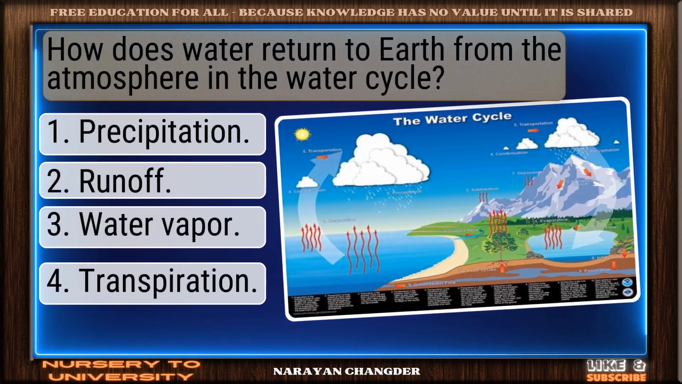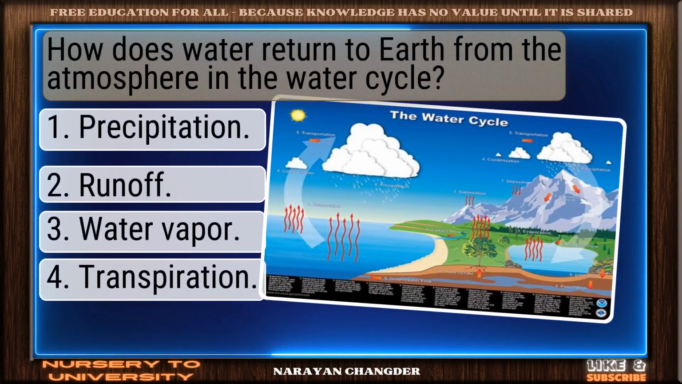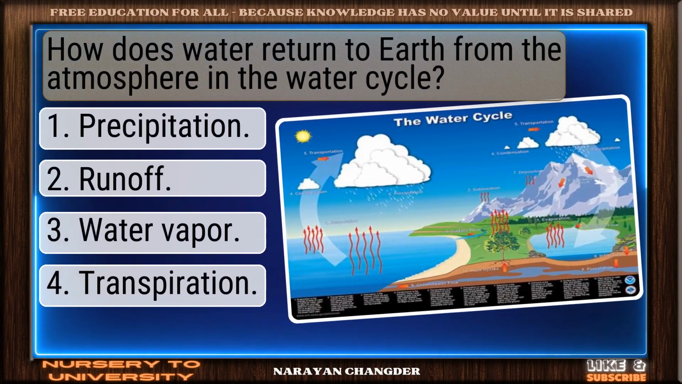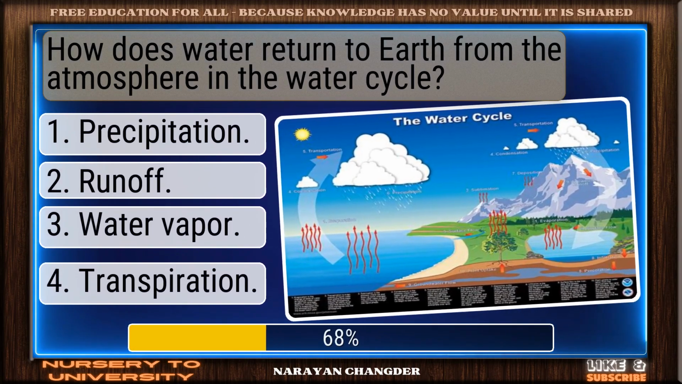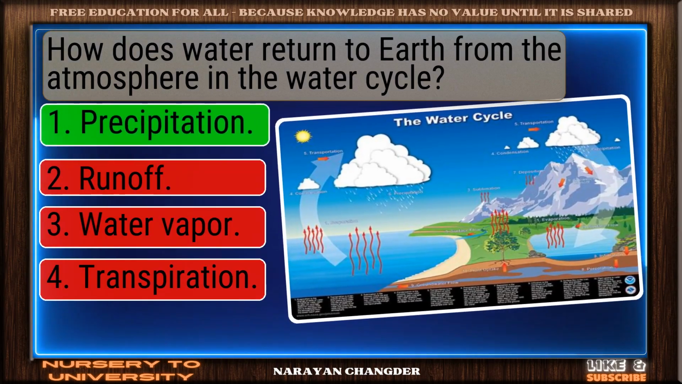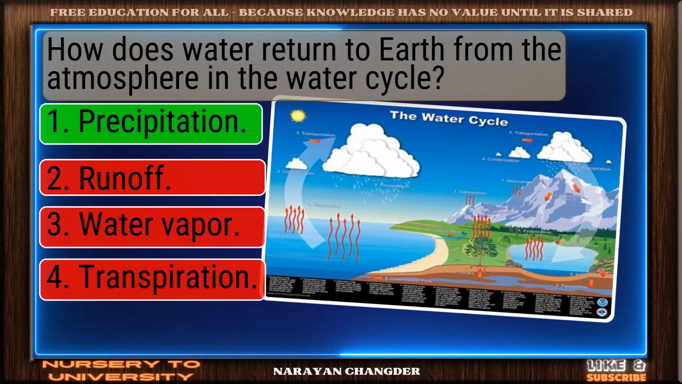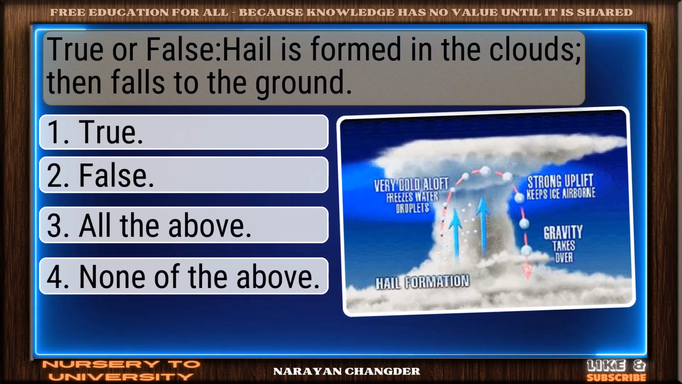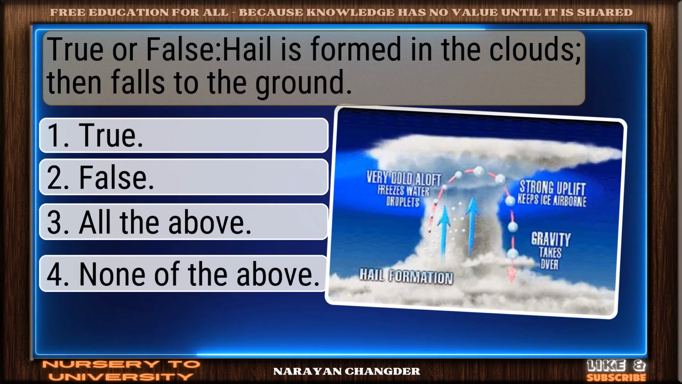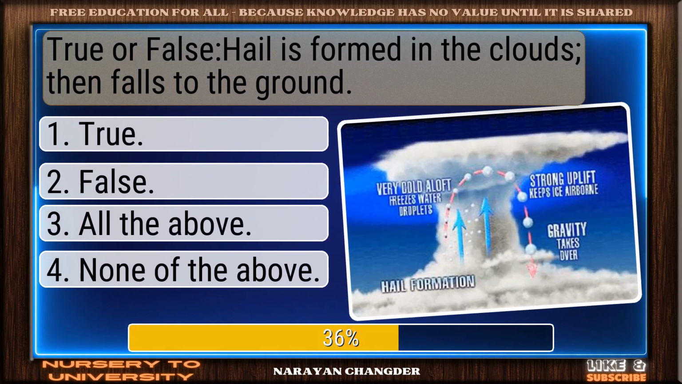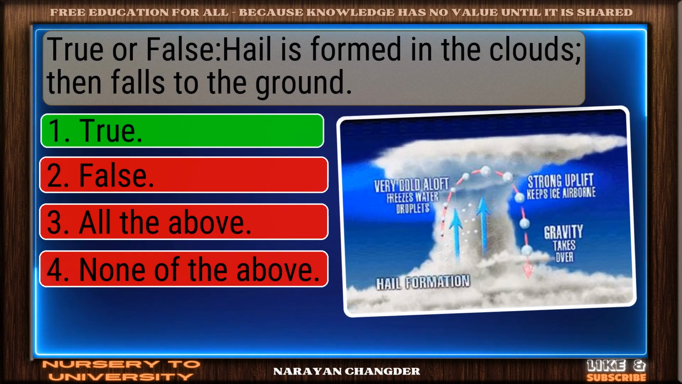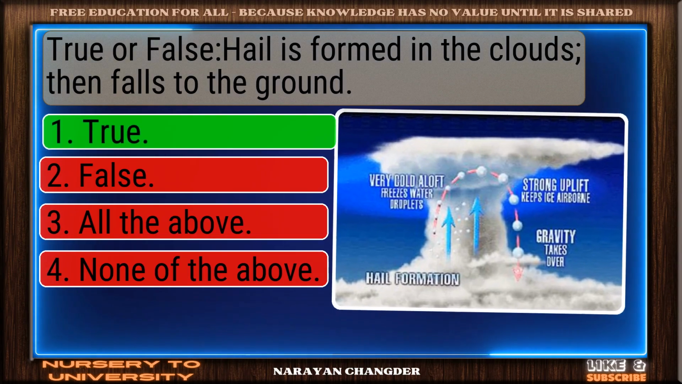How does water return to Earth from the atmosphere in the water cycle? Right again. Precipitation is a valid answer. True or false? Hail is formed in the clouds, then falls to the ground. You chose true, and it is correct.